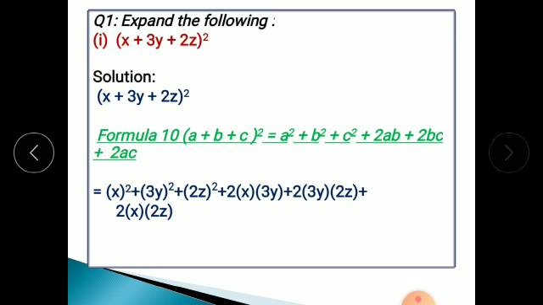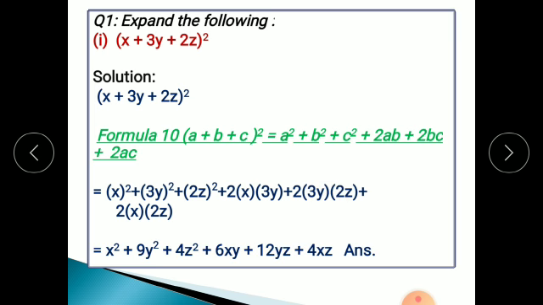Then in the next step, we just need to simplify: square of the first term, x square, and then plus 3y whole square means plus 9y square, and the square of 2z is 4z square. Multiplying these terms, 2 3s are 6xy, so I have written that, and then plus 2 3s are 6, 2 2s are 12yz, and then plus 2 2s are 4xz. So this is the required answer, where we have just expanded the given expression.